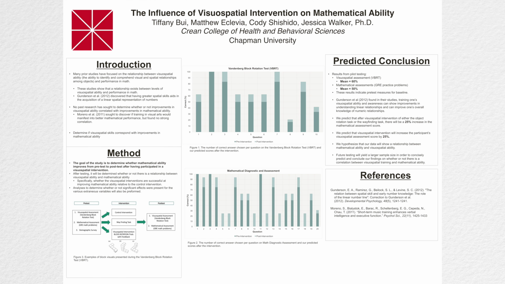In this project, the influence of visuospatial intervention on mathematical ability also exemplifies the properties of the ideal poster discussed in this video. The design has enough white space to allow the design to breathe and not be overwhelming for the viewer. The text is clearly laid out and follows a logical progression.